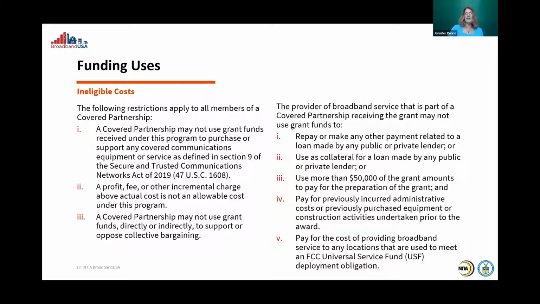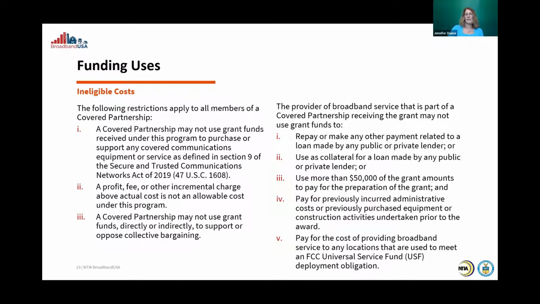The Act also identifies a couple of ineligible costs, and these are costs where grant funds may not be expended on them. So just to touch on a couple of items here, they're described in detail within the NOFO, but a covered partnership may not use grant funds to purchase or support any communications equipment or service as defined in Section 9 of the Secure and Trusted Communications Network Act of 2019. And this is designed to prohibit the purchase of equipment that may pose a national security risk. So we'll be looking to make sure that grant funds are not used for these purchases. And this applies to both members of the covered partnership, so both the state or political subdivision and the fixed broadband service provider.